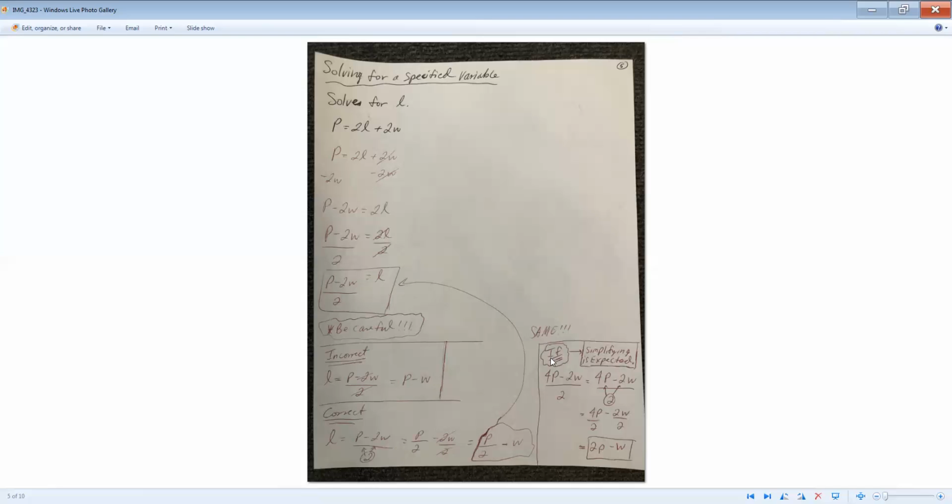So in other words, let's say I have 4P minus 2W over 2. This is just an abstract example. If I have 4P minus 2W over 2, then I would have to simplify because the 2 can go into the 4 and the 2 can go into that 2. So if that is the case, they are expecting you to simplify, divide the 2 into each term. That would be 2P minus W.